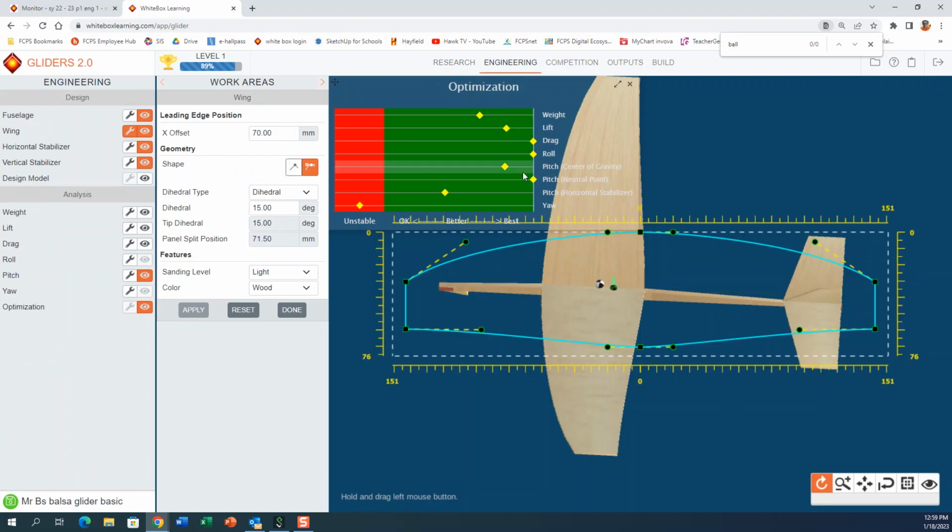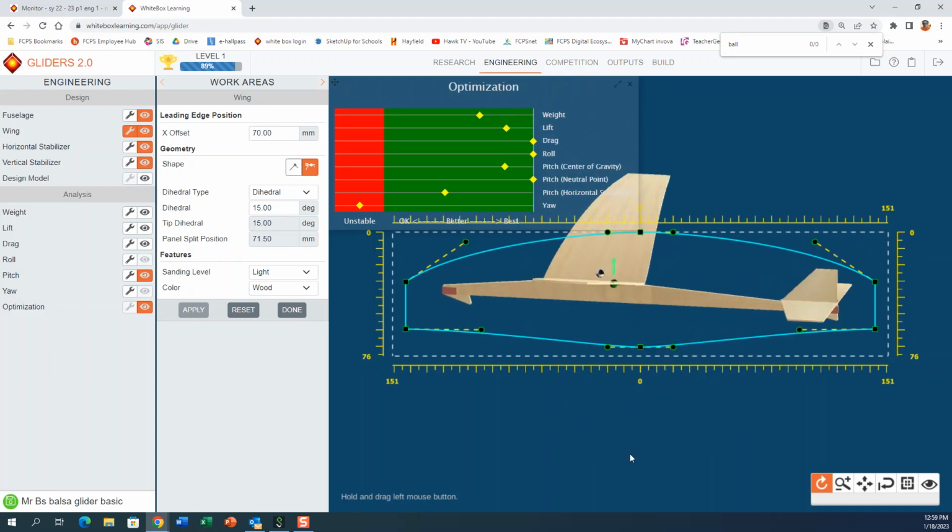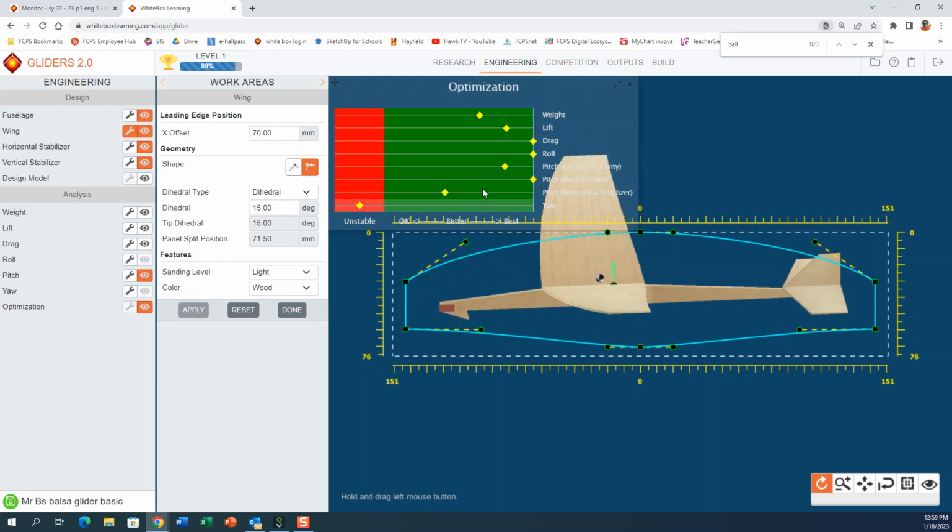So our pitch got pretty good. Let's do a quick review here before we move forward, okay? Our weight is okay. We'll talk more about that in a little bit. Lift is pretty good. Drag and roll are excellent. Our pitch is pretty good, meaning our plane does not have a great tendency to either want to fly straight down into the ground or straight up in the air.